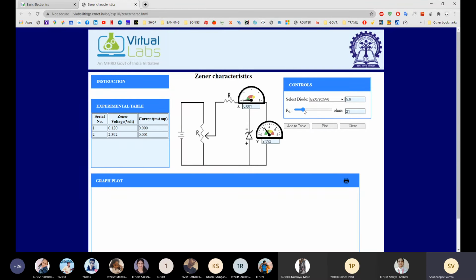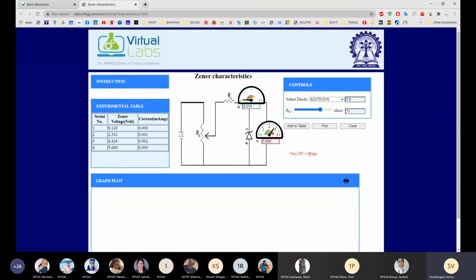Then next take the reading for 40 ohm. For 40 ohm, you are getting the voltage as 4.424. Add to the table. Then next, take the reading of 60 ohm. For 60 ohm, you are getting 5.6, and then add to the table. Now go to 80 ohm, or rather take 70 after 60, because I'll tell you.